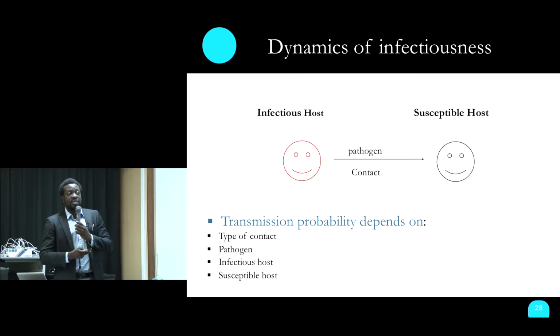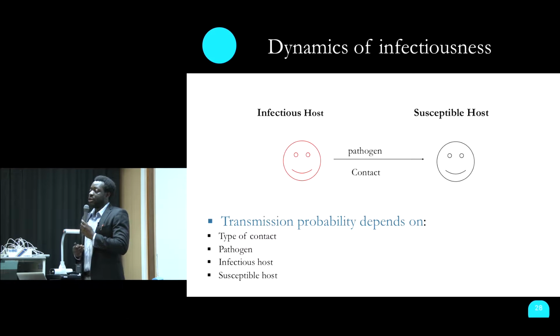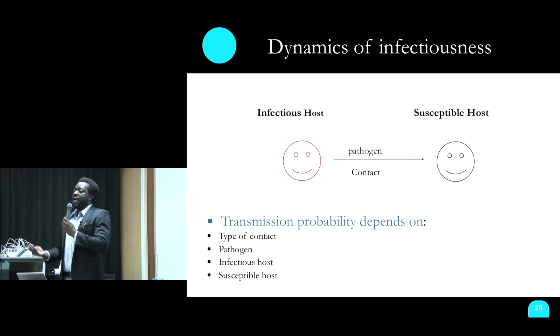So the characteristics of each of the elements here will determine whether or not we have an infection or a transmission, and also how rapidly a transmission can be. So it will depend on the pathogen, what kind of pathogen it is, what kind of microbiologic processes are involved, and the type of contact, is it direct or indirect contact? Those are very important elements to consider when looking at transmission of diseases.